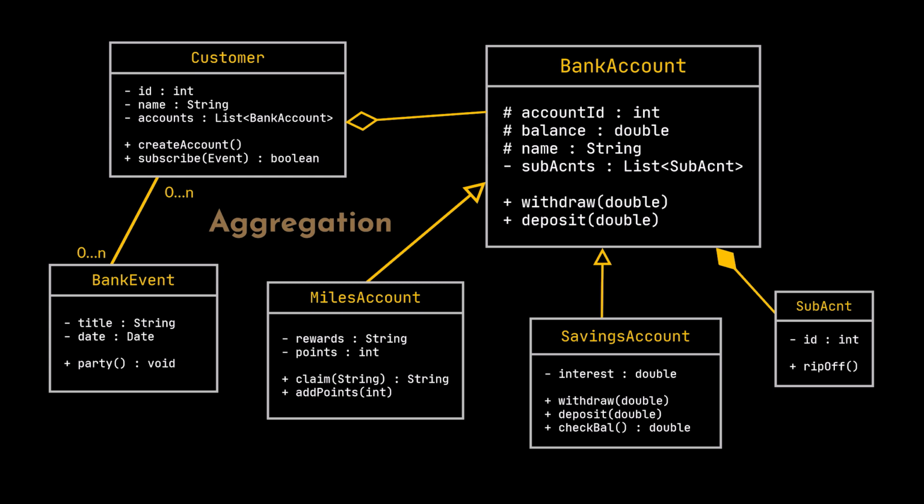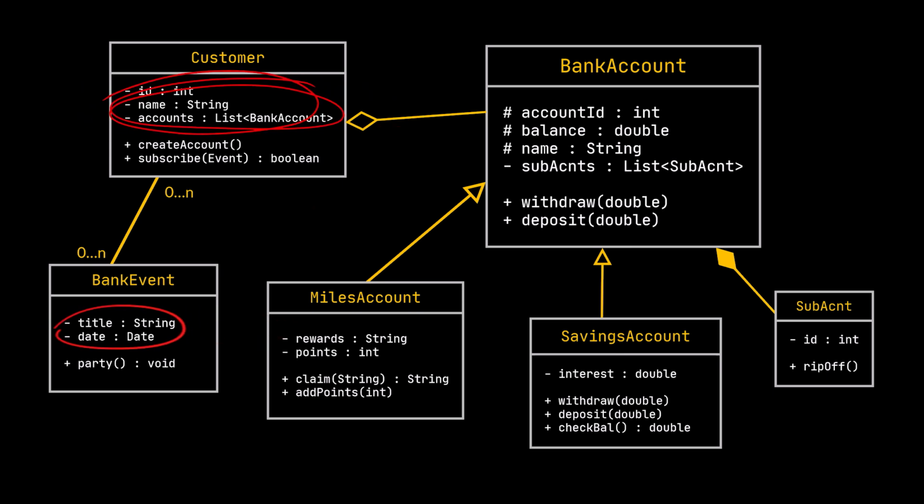However, this is clearly not an aggregation because we do not have the concept of container and contained, as a customer is not dependent on an event and vice versa. When a customer subscribes to an event, for example, it just takes the date of the event and adds it to their Google Calendar. That's it. We can also see that neither the customer class contains a bank event among its attributes, nor the bank event class contains a customer among its attributes. So the has-a relationship is non-existent, and hence we only have an association here.